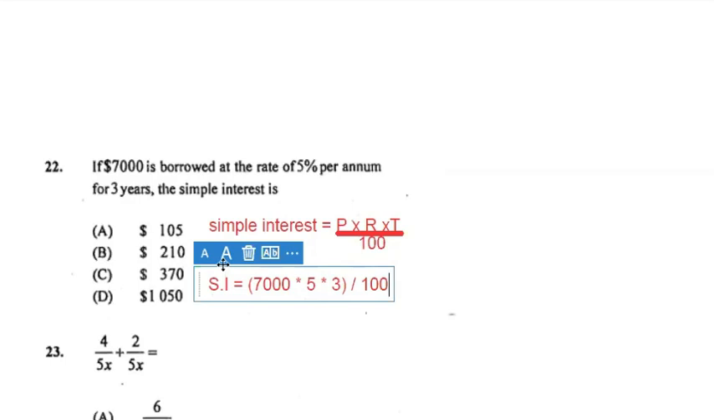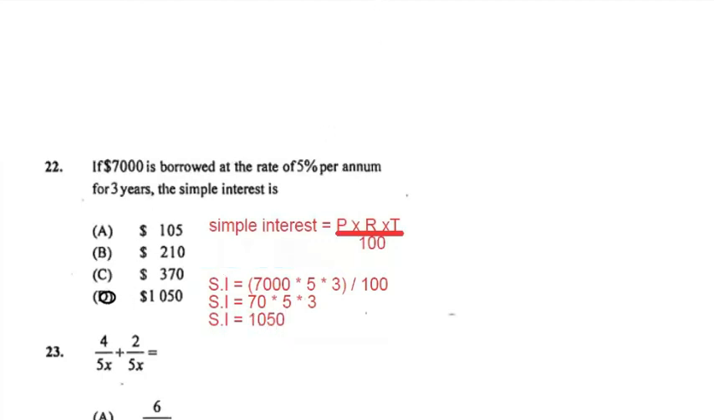So we can cancel the zeros from the 100 with zeros from the 7,000. We're left with simple interest is equal to 70 multiplied by 5 multiplied by 3, and you can do that working, and your answer for 22 will be D, 1,050. So simple interest is equal to 1,050. So our answer for 22 is D.